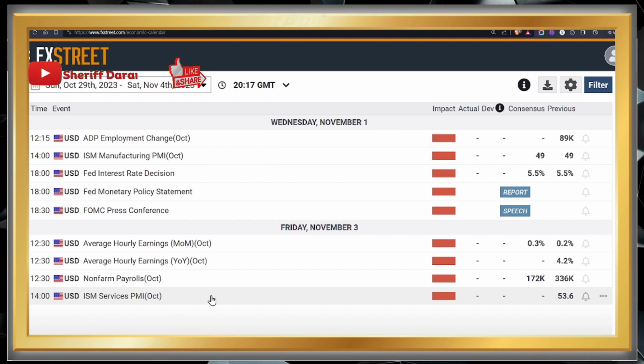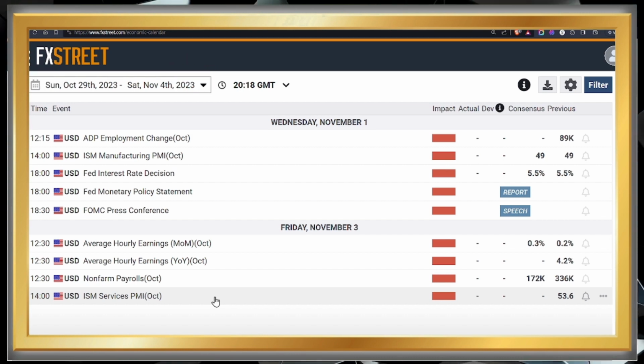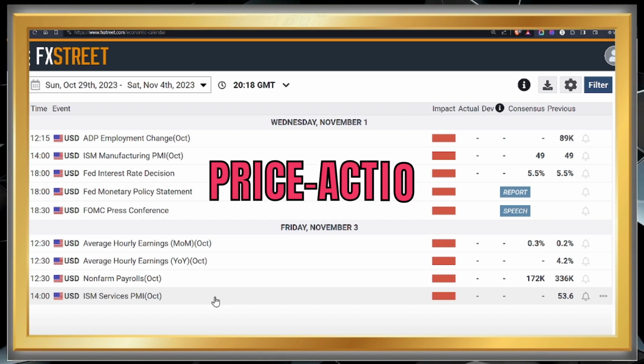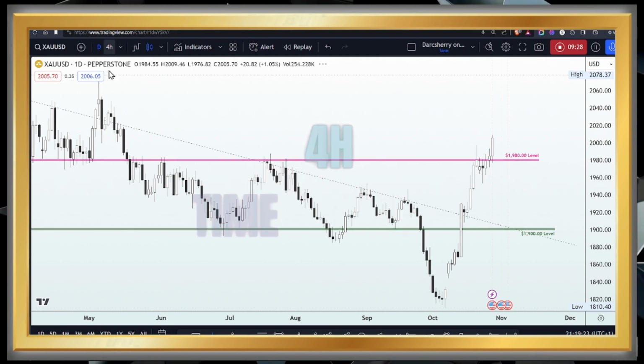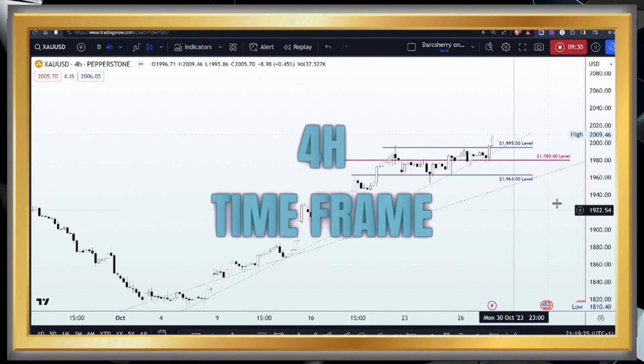Now, as technical traders, what we are going to be doing is identifying potential trading setups that we can use to guide our decisions ahead of this event. And as technical traders, we do know that the anticipation of this event alone has a tendency of influencing market sentiment, which would reflect on the chart as price action. Talking about price action, let's dive into the 4 hours time frame.